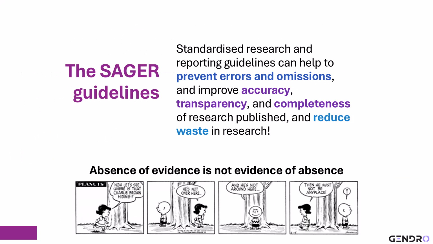And it's important to see the SAGER guidelines as a tool that can improve accuracy, transparency, and completeness of research, publish and reduce waste in research, and really knowing that absence of evidence is not evidence of absence. So unless we actually look at whether there are differences or dimensions related to sex and gender, we will not be able to find them.